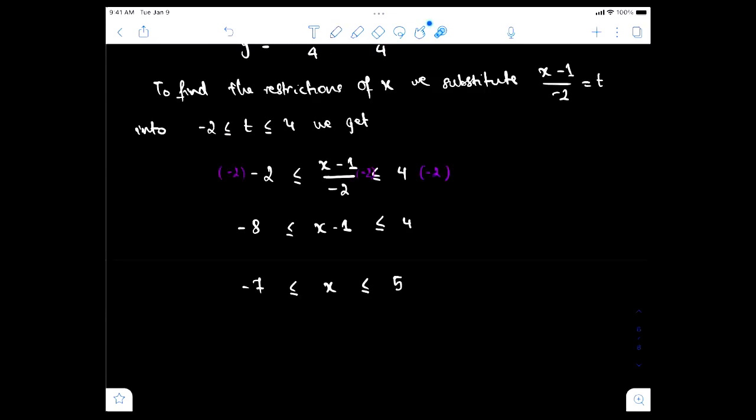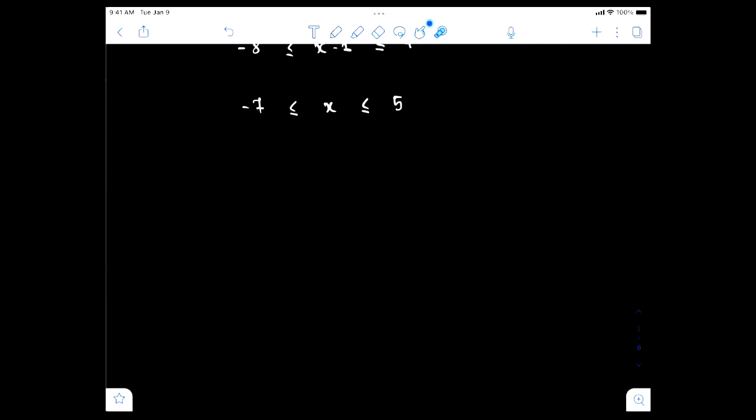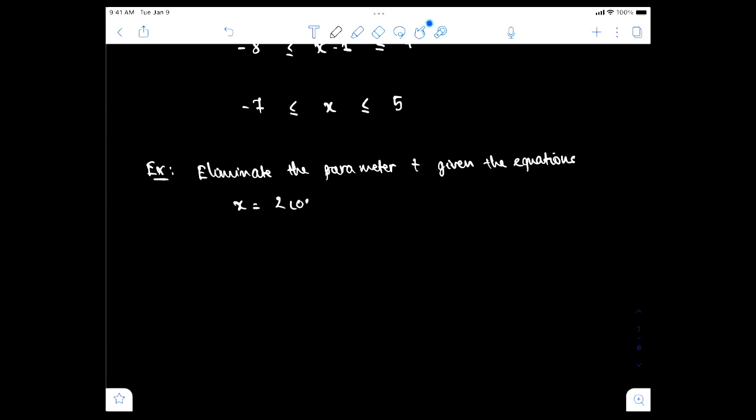One more example, and then we can move on with lecture 1. Eliminate the parameter t given the equations x equal to 2 times cosine of t and y equal to 3 times sine of t.